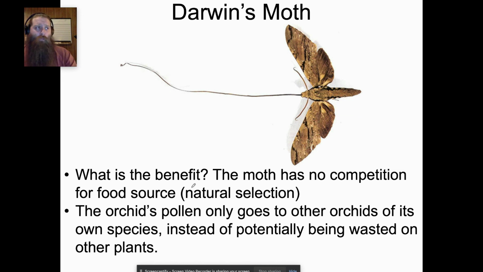One of the things about bees is they go to a lot of different plants, so there's no guarantee that your pollen directly goes to the right plant. In Darwin's moth's case, when it lands on the orchid and its little fuzzy face gets covered in that pollen while it's drinking the nectar, when it goes to the next plant, well, it's guaranteed to go to one of those other orchids. So that's a good thing for the orchid.